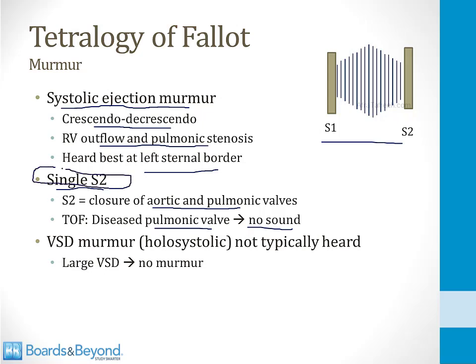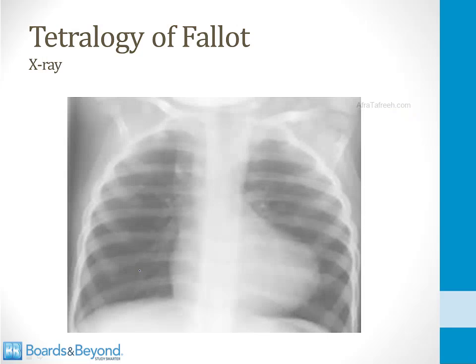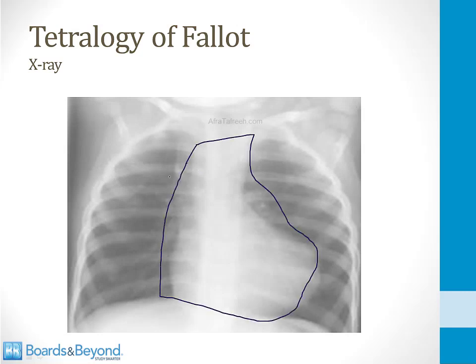And you might be wondering if there should be a VSD murmur, which is a holosystolic murmur, but this is not typically heard, and that's because the VSDs in tetralogy of Fallot are very large, and therefore they do not generate a murmur. The classic chest x-ray finding in tetralogy of Fallot is the presence of a boot-shaped heart, like what I've shown on the screen here. You can see it looks like a boot. The reason it is boot-shaped is because the apex is abnormally positioned and the right ventricle is hypertrophied.